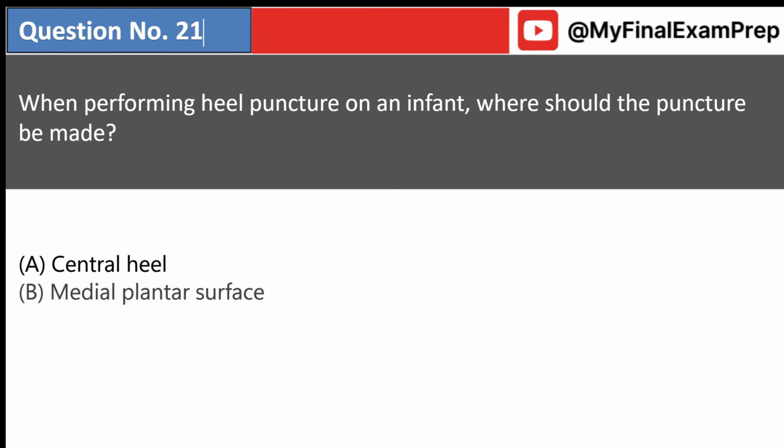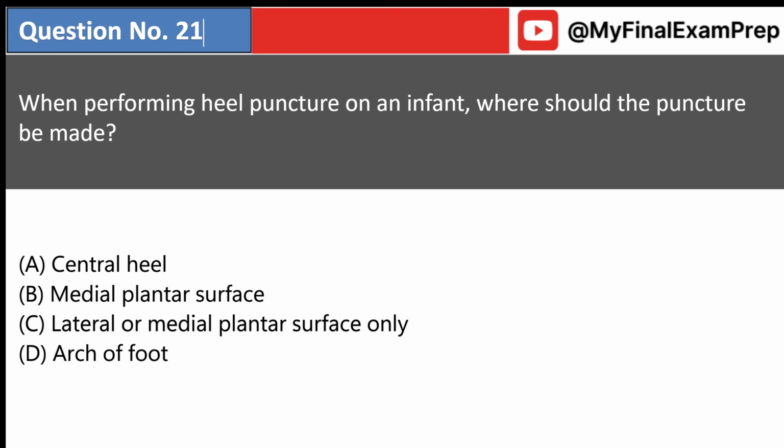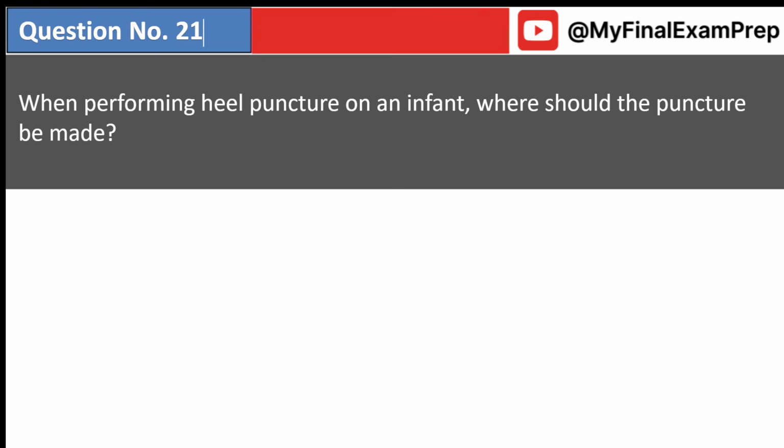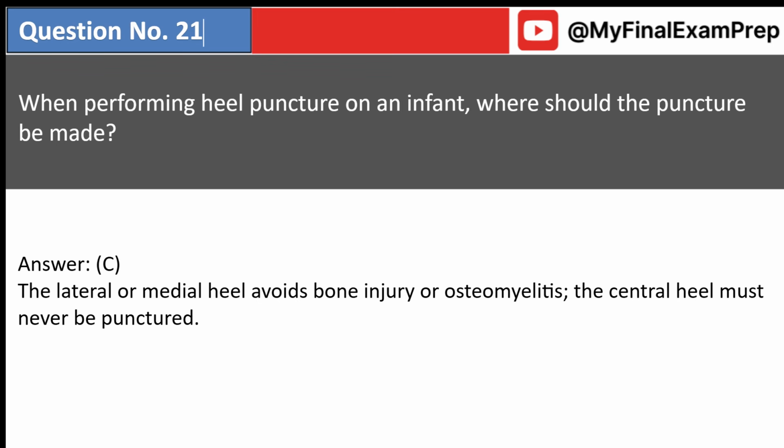When performing heel puncture on an infant, where should the puncture be made? A. Central heel. B. Medial plantar surface. C. Lateral or medial plantar surface only. D. Arch of foot. Answer C. The lateral or medial heel avoids bone injury or osteomyelitis. The central heel must never be punctured.